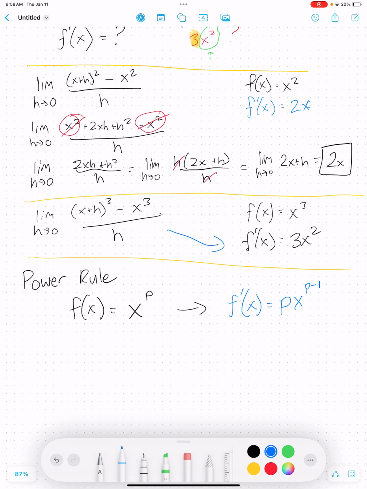So we can see that here, right? I brought the 3 down, I'm multiplying by 3 now, and then I subtracted 1 from the exponent, and I got 2. This one's a little less obvious, but the same thing's happening. I'm bringing the 2 down in front, and then I'm subtracting 1 from the exponent. X to the first, though, is just x, so I don't actually need to write the exponent anymore.